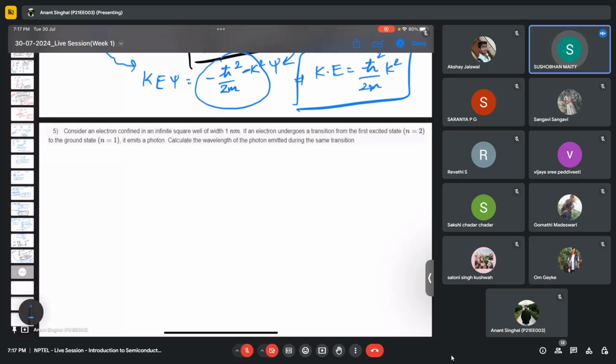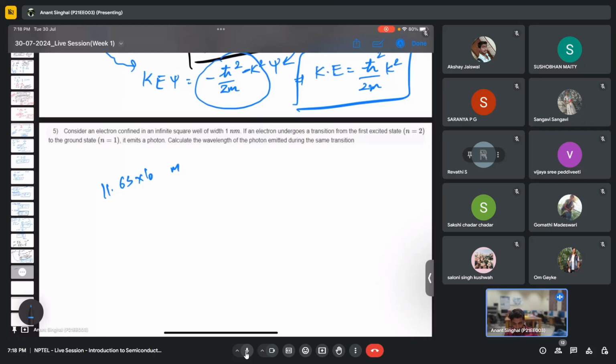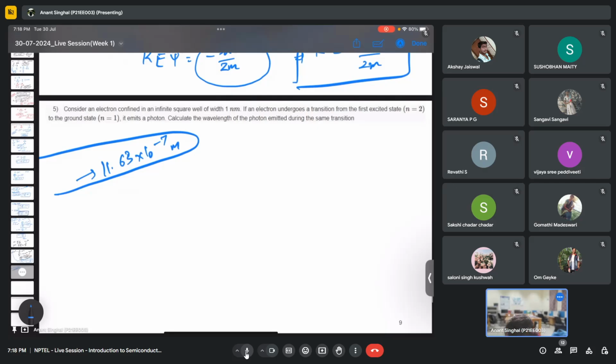Sir, the answer is 11.63 into 10 to the power minus 7 meter. What is the power that you said? Minus 7. Okay. So anyone else with any answer? So let's try it out. I've got one of the answers. So this is a case for infinite square well. This is what has already been covered.